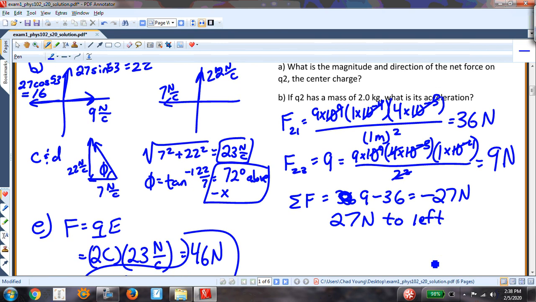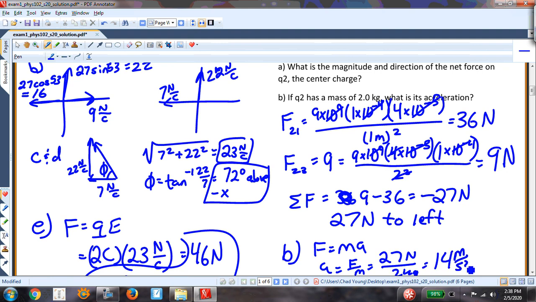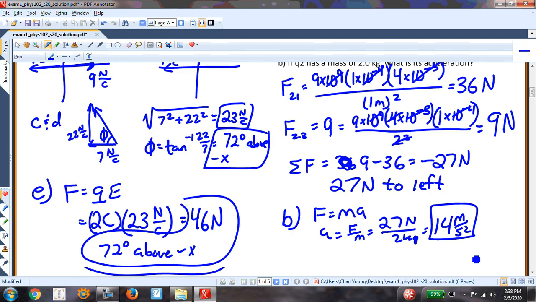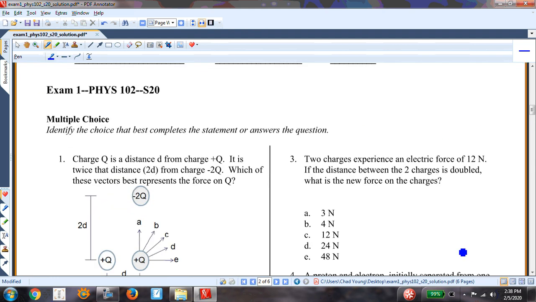If Q2 has a mass of 2 kilograms, what is its acceleration? All right, well, this is harkening back to last semester. F equals ma. A is equal to F divided by m. That is 27 newtons divided by 2 kilograms. That's 14 meters per second squared. Obviously, those numbers are not very realistic when we're talking about these charged particles, but they're just for an exercise. All right, let's look at the multiple choice.